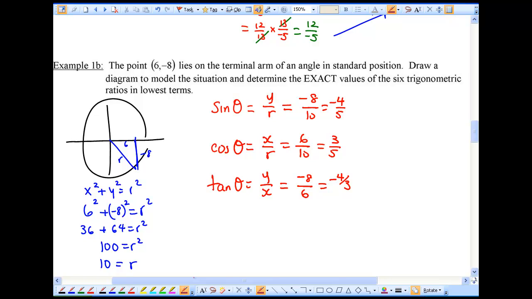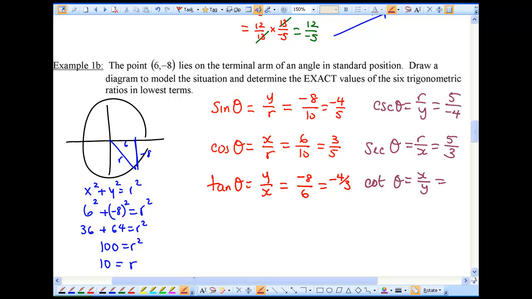Then I'm going to ask you for the reciprocals, so cosecant theta, that's just r over y. I'm just going to flip it, that's 5 over -4. Cosine's reciprocal is secant, once again r over x. I'm just going to flip it, 5 over 3. Cotangent is x over y. Going to flip it. How about -3 over 4?